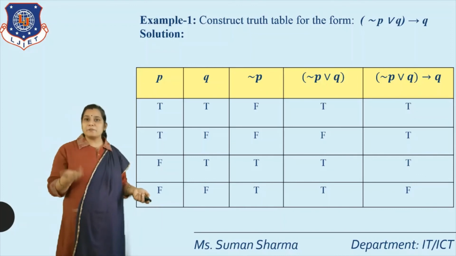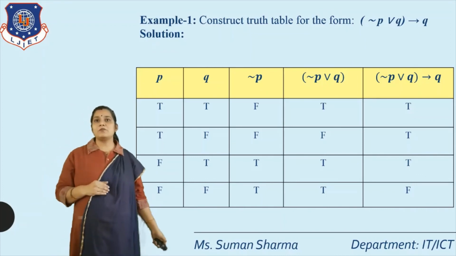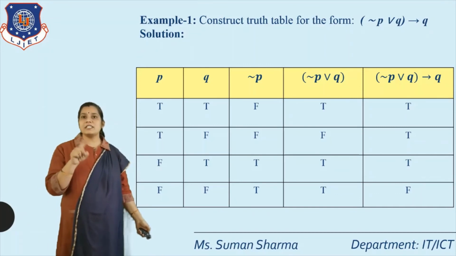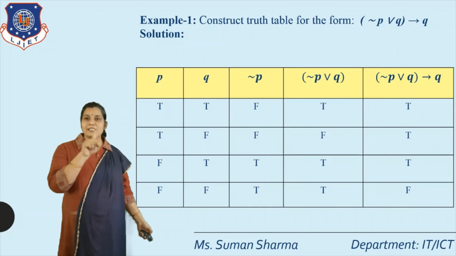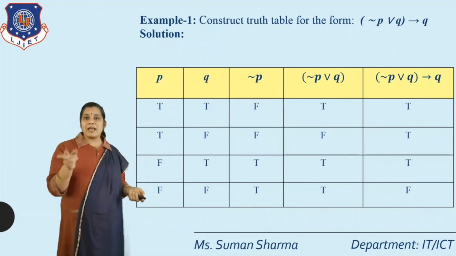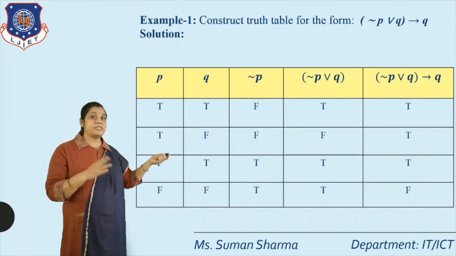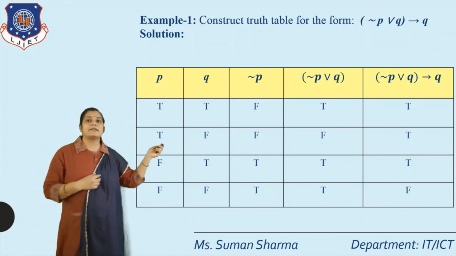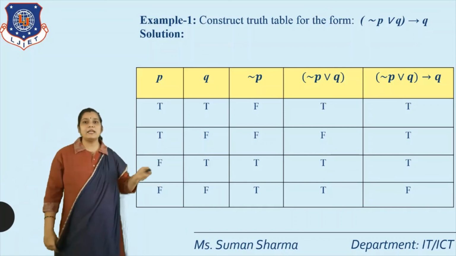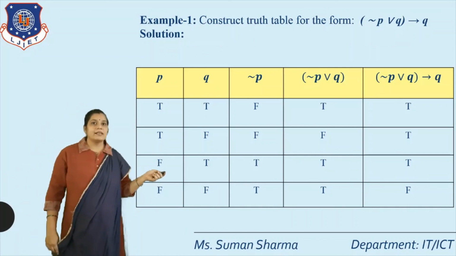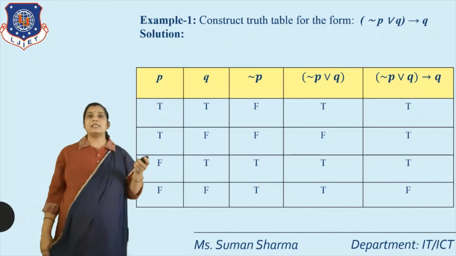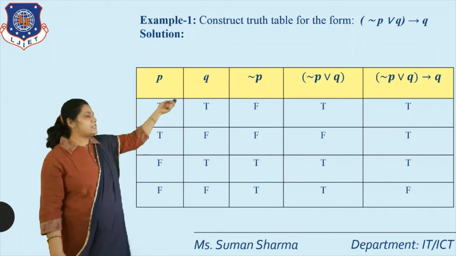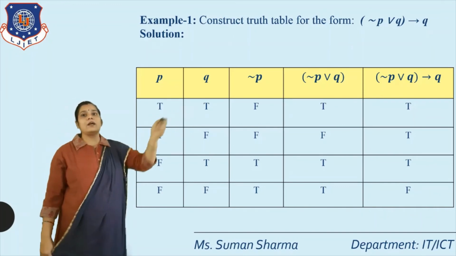So negation P disjunction Q: first is F T, so we write T. Then F F, so we write F. That means in the disjunction FF is equal to F, and all the remaining you write T. So TT is equal to T and FT is equal to T. And the last column is negation P disjunction Q in the bracket implies Q. So this is your negation P disjunction Q column, and this is your Q column.